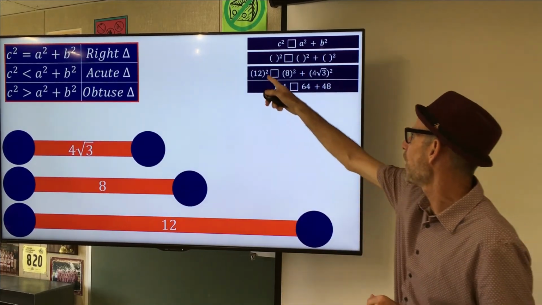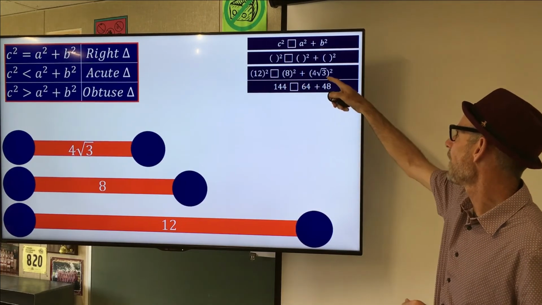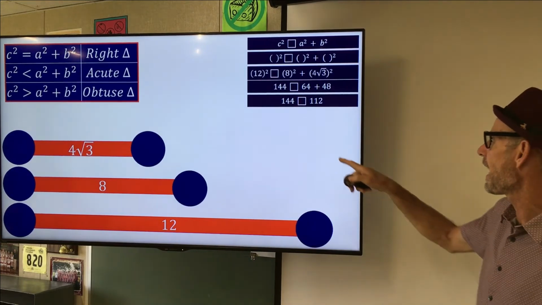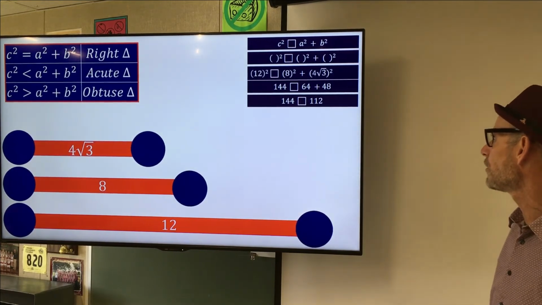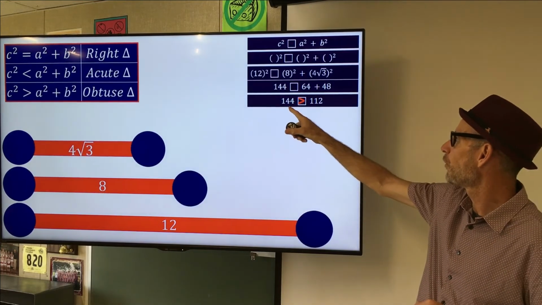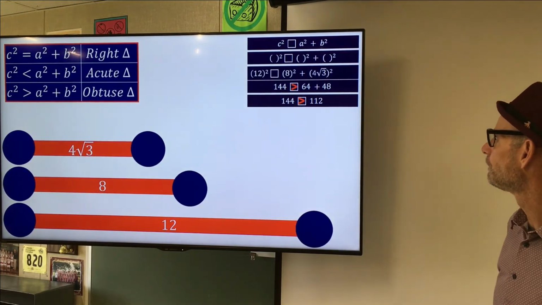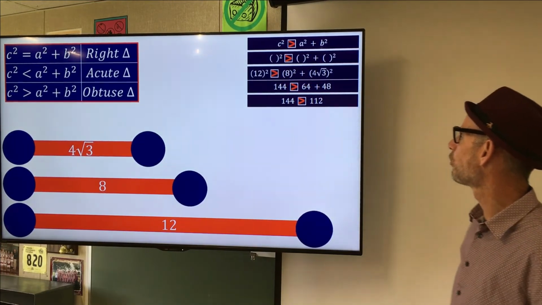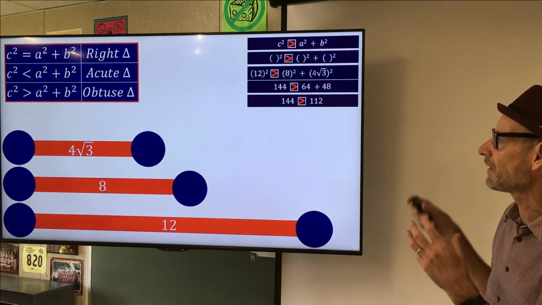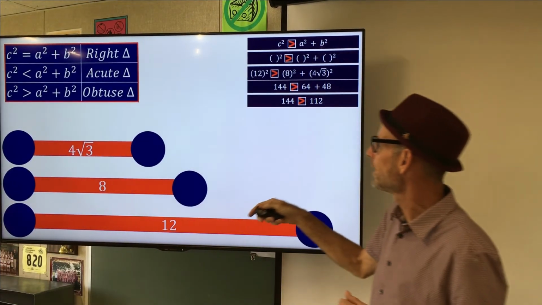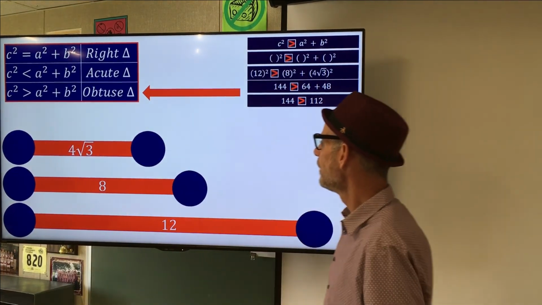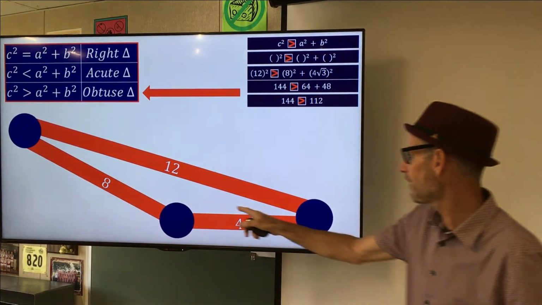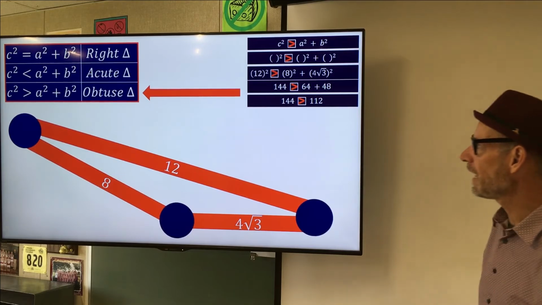Now I do the arithmetic. 12 squared is 144, 8 squared is 64, and 4 root 3 squared is 48. Now I add the 64 and the 48, and I have 144 on the left and 112 on the right. So 144 is greater than 112. So on this problem, it turns out that my hypotenuse squared is greater than the sum of the squared legs. So this is an obtuse triangle. So if we put these segments together, we would get a triangle that looks like that, with one obtuse angle.